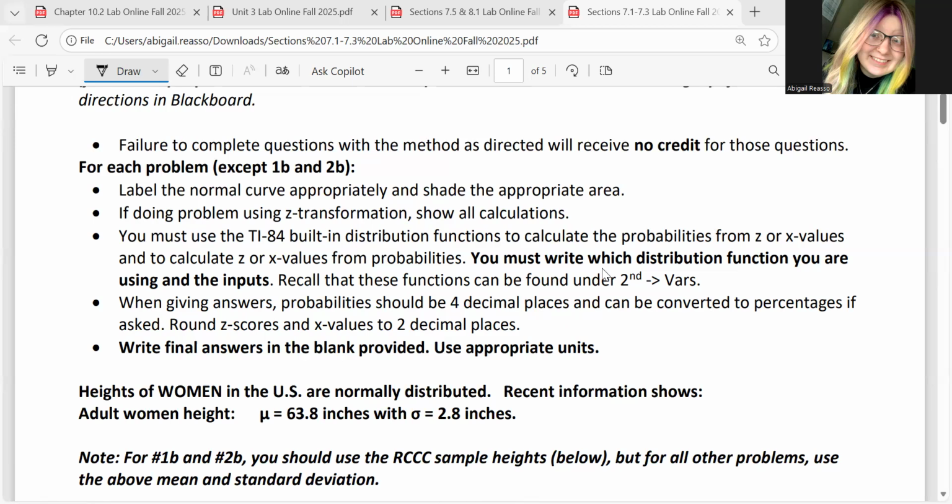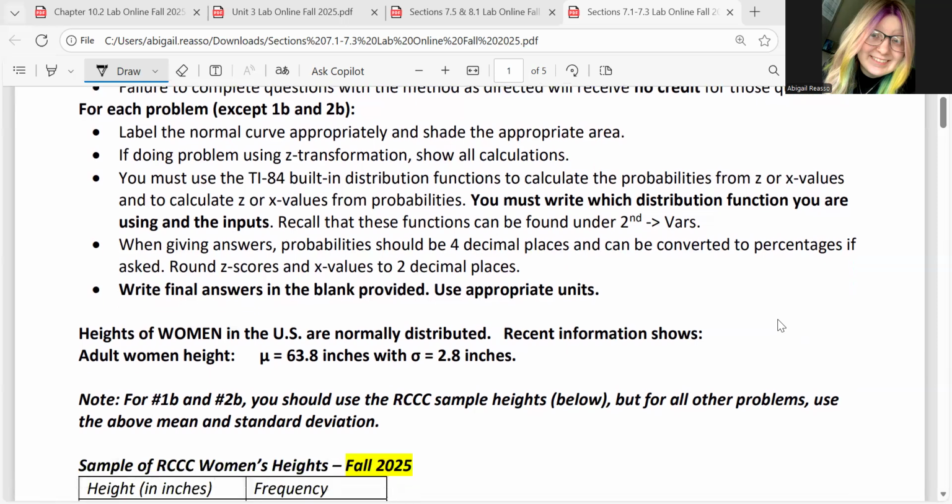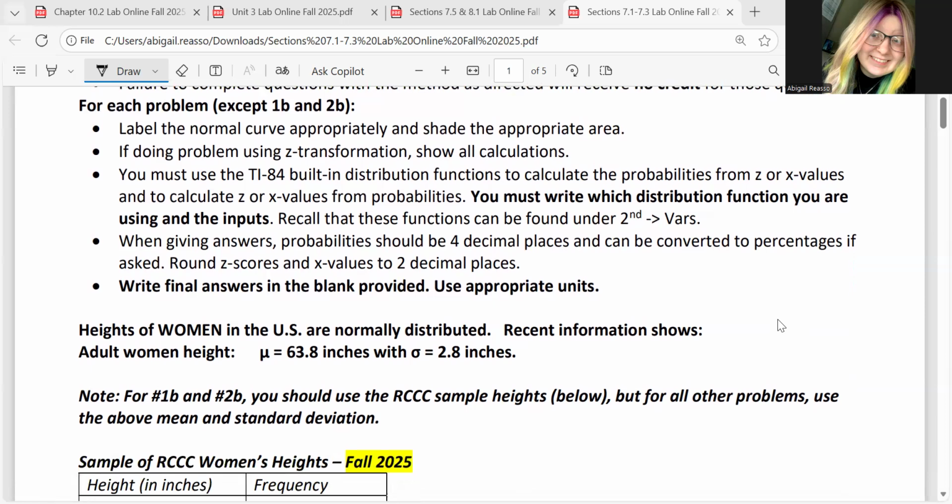Keep in mind, you must write out which distribution function you are using from that menu when you go to second vars, and you need to make sure you're also stating the inputs that you typed in for your work. When you're giving your answers, your probability should be rounded to 4 decimal places and converted to percentages if asked. And any z-scores or x values should be rounded to 2 decimal places. Be sure to use your appropriate units and make sure you fill in your blanks.